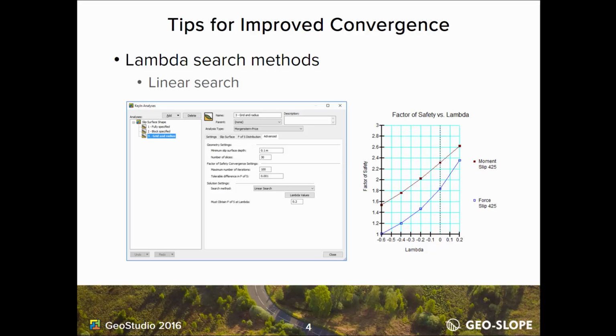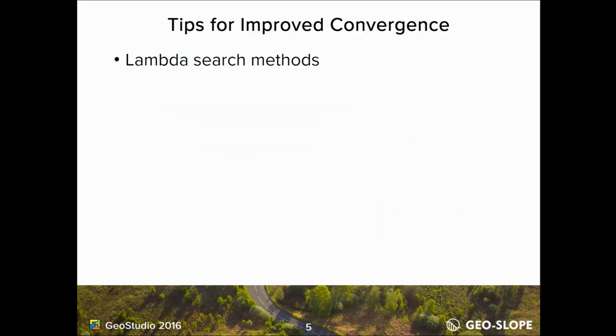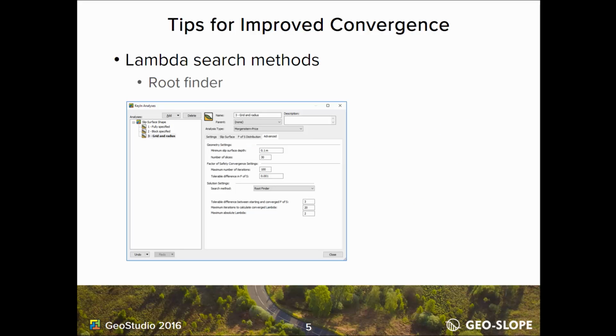When the relationships between factor of safety and lambda are very steep or nonlinear, as illustrated here, the linear search technique may terminate before finding the intersection between the moment and force factor of safety plots. These relationships are often steep when reinforcement is present in an analysis. In these instances, the second lambda search method, called the route finder method, may improve convergence.